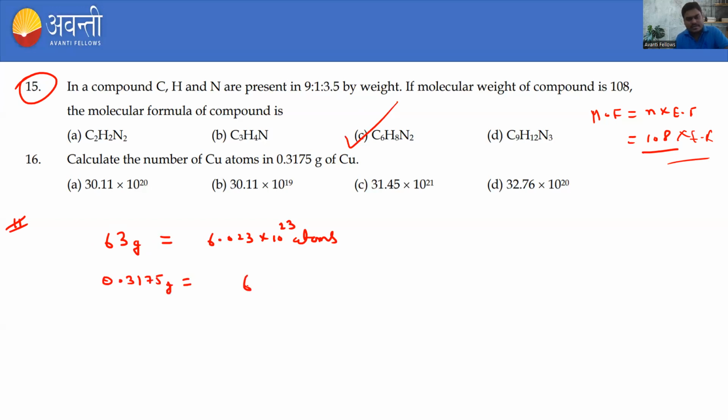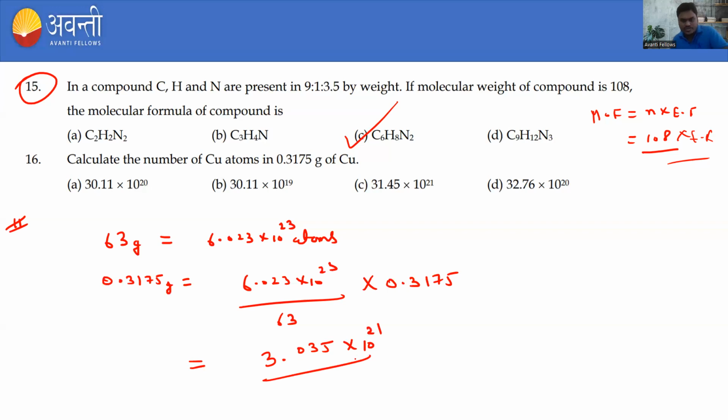So this will contain 6.023 into 10 raised to the power 23, for 1 divided by 63, and just multiply by 0.3175. So you'll get the answer, right? You get the answer like 3.035 into 10 raised to the power 21. So which option is correct? 3.035 into 10 raised to the power 21.